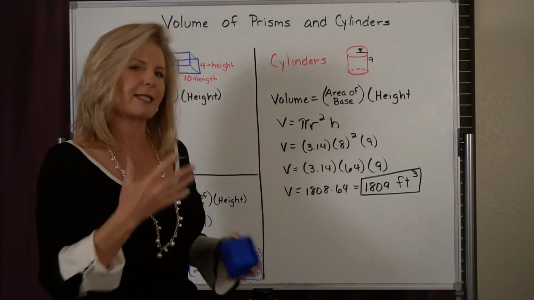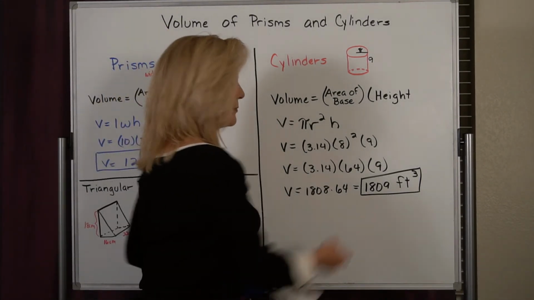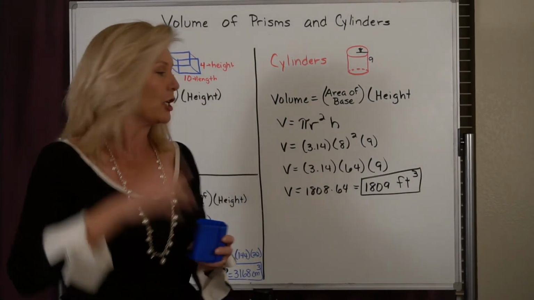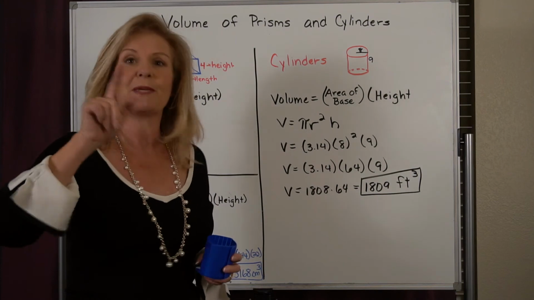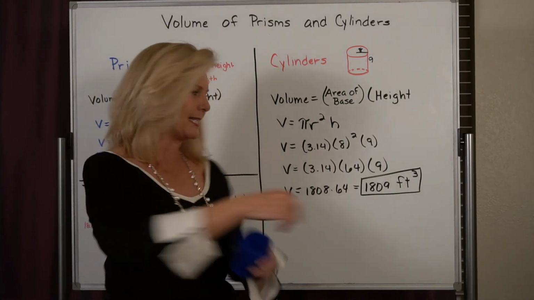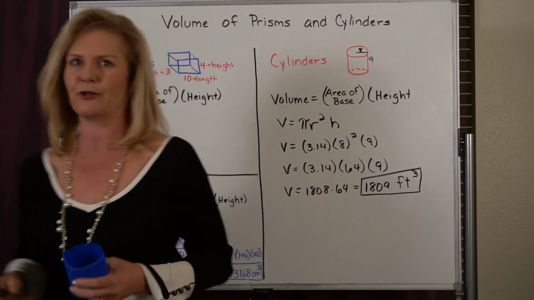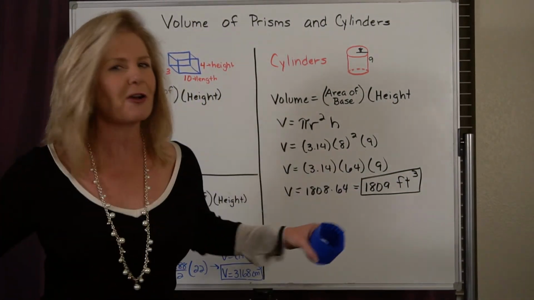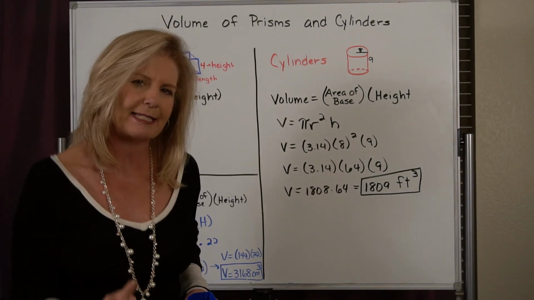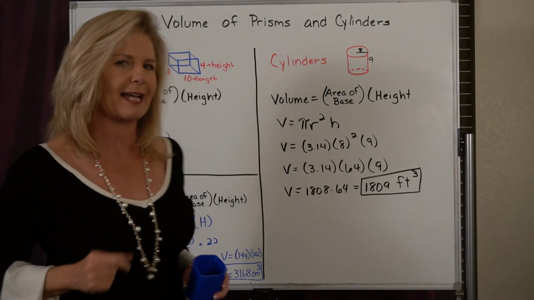Often they'll say round to the nearest whole number, so I would round it to 1,809 feet cubed, because it is volume for that. So that means the measure of this inside space would be 1,809. So volume is far easier than surface area, as long as you remember it's always the area of the base times the height. Good luck, I know you'll do well.